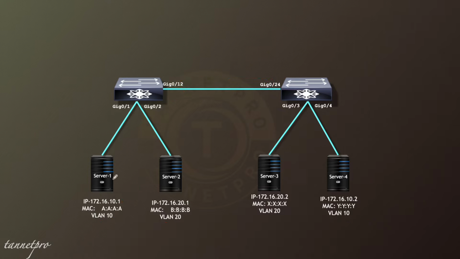If server 1 wants to communicate with server 4, and I give you the ownership of the server, and you are the network administrator, what will you do? You know the destination IP, and only this much information you have: the destination IP is 172.16.10.2. And yes, you also know the source IP from where you are going to communicate with server 4.